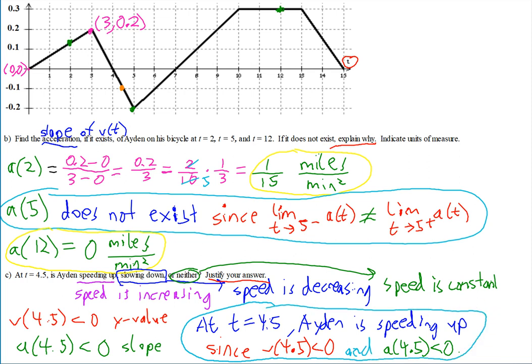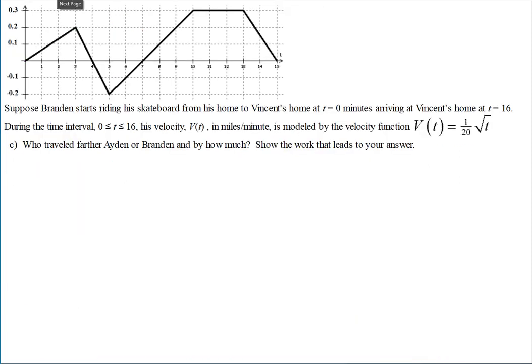All right, now let's take a look at part D. Now we've got another character in our problem here. It says Brandon starts riding his skateboard from his home to Vincent's home at t equals 0, started at the same time, but arrives at time 16, so 1 minute later. During the time of 0 to 16, his velocity, this is a capital V of t.